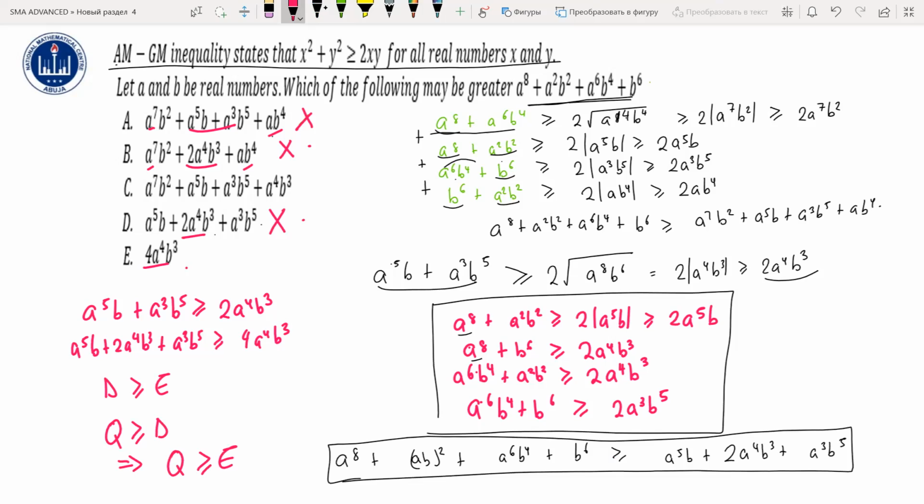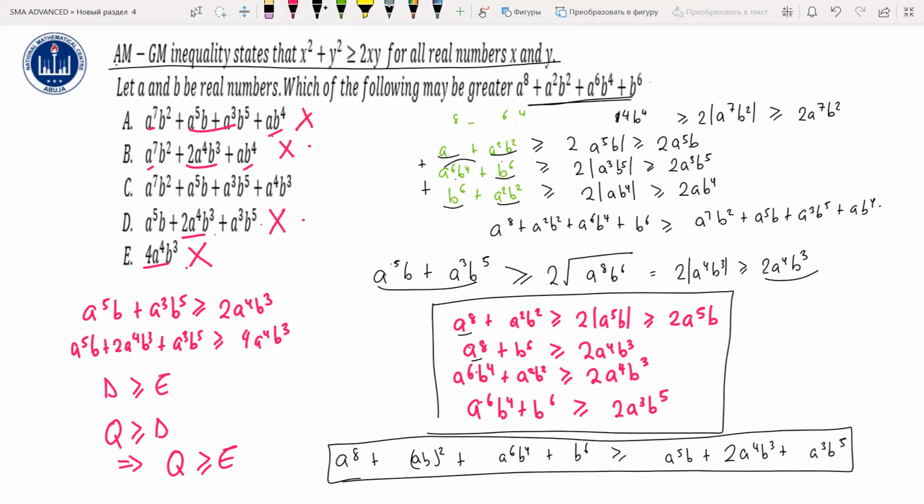So we don't even have to check it directly. We can also check it directly, but it's not as fast as how we did it now. So I've now shown that all the options, excluding option C, are wrong. So from here, we can conclude that option C is the correct answer.